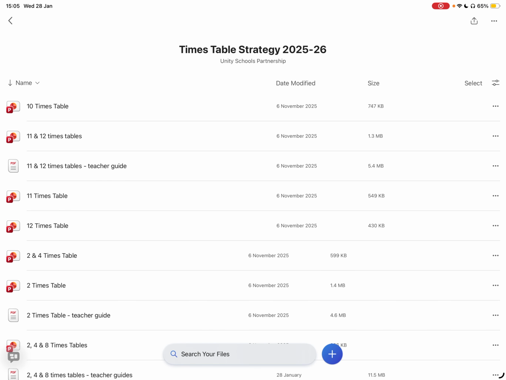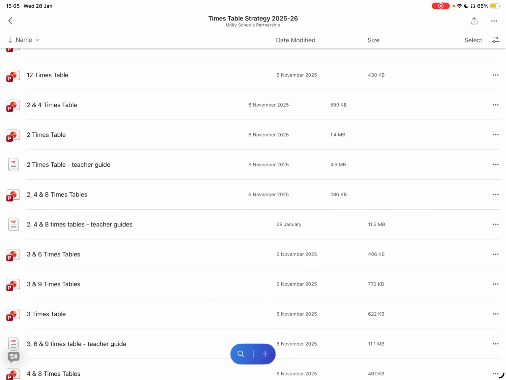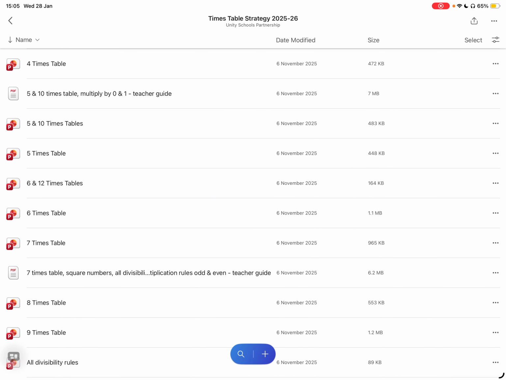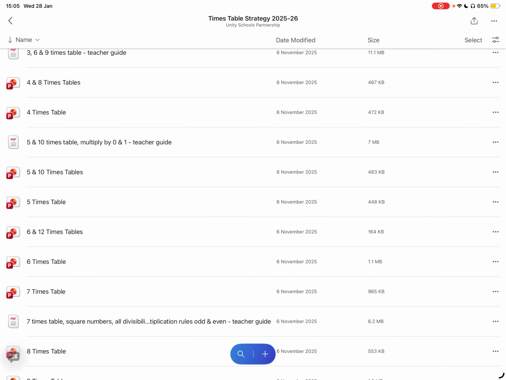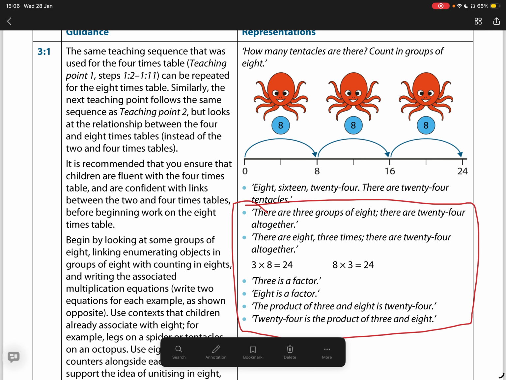So when I'm looking through the strategy materials, I can see there is a PowerPoint for the 2, the 4 and the 8 times table, but that's not the one I'm going to use because that is about all the connections between those tables. The one I'm going to use is just the 8 times table on its own. And then I'm going to use the teacher guide for the 2, 4 and 8 times table because this has information about teaching them separately and then making the connections.